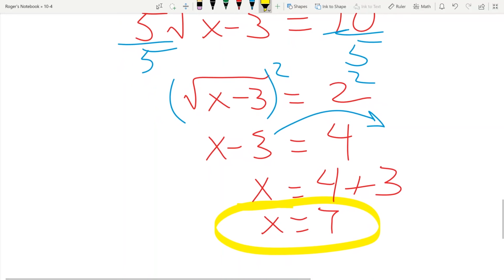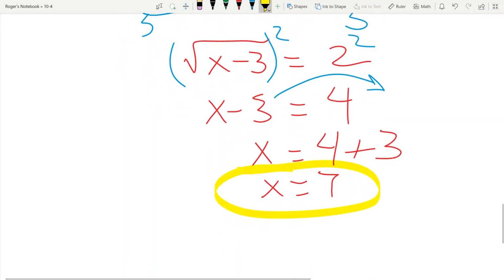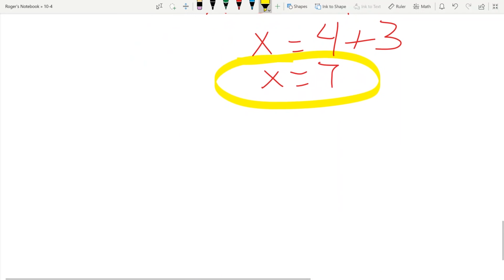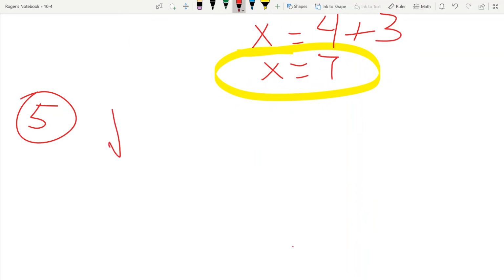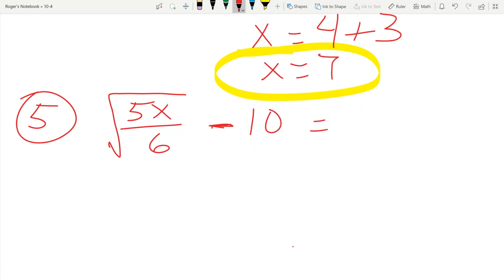I hope that seems fairly logical to you. Let's move on to example number 5. The square root of 5x over 6, minus 10, is equal to 4.